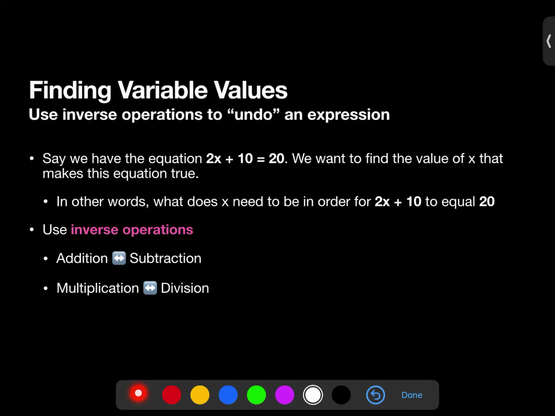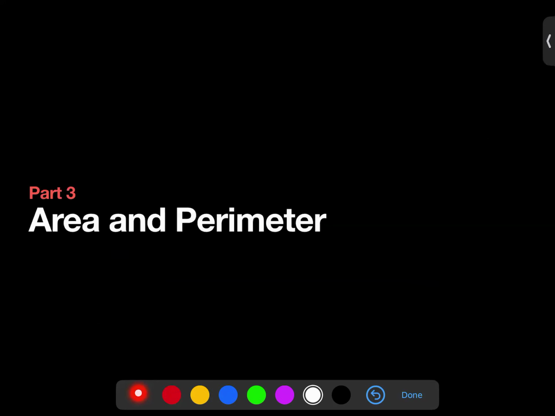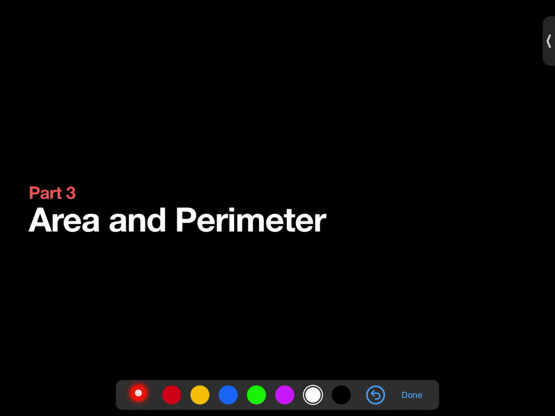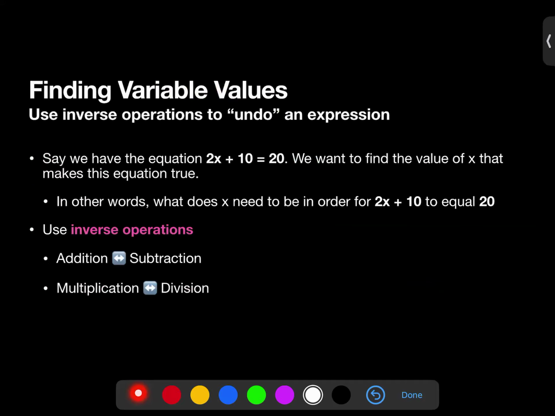Okay, let's finish this quickly. This will be the end of today's class and also the end of the introduction to algebra. So the last concept here is finding variable values.